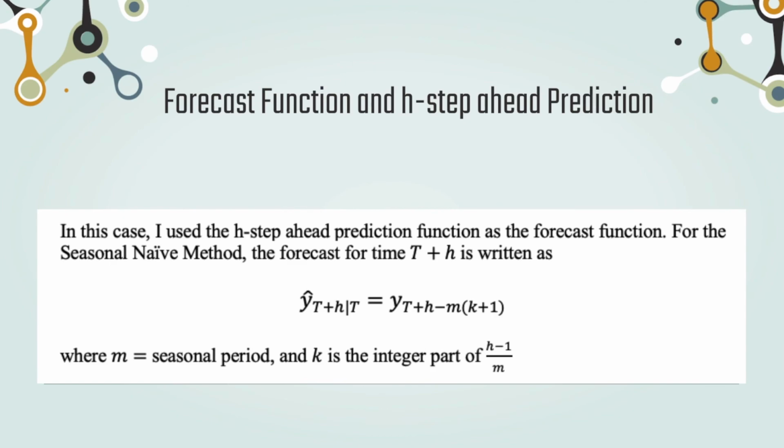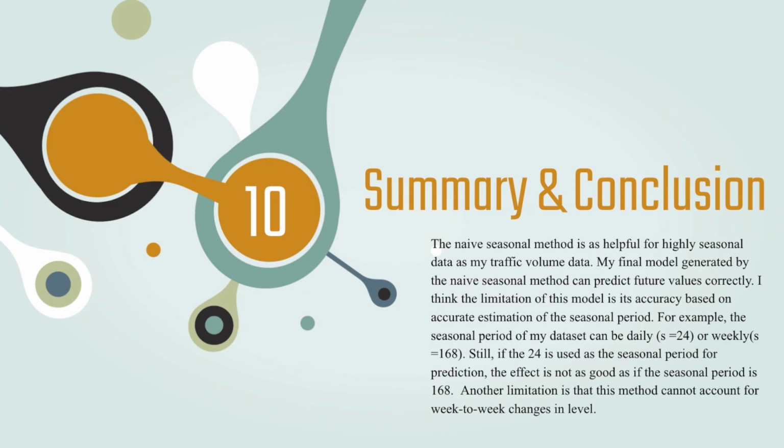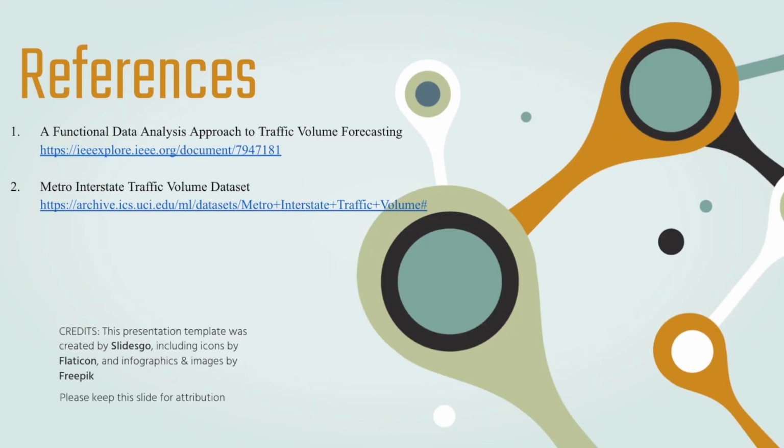In this case, I use the h-step-ahead prediction function as the forecast function. For the seasonal naive method, the h-step-ahead prediction function is over here. In conclusion, the seasonal naive method is helpful for highly seasonal data such as my traffic volume data. My final model, the seasonal naive method, can predict the future value correctly. I think the limitation of this method is that it cannot account for the week-to-week change in level. And thank you for listening.